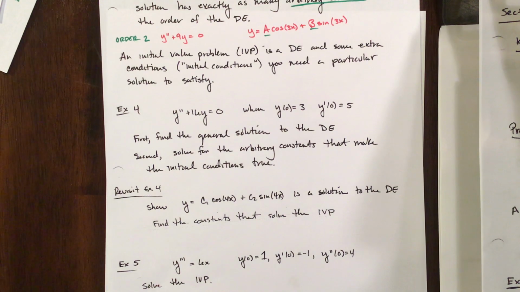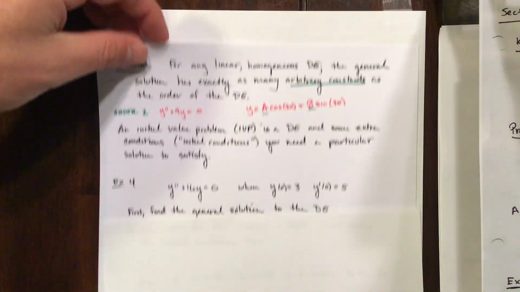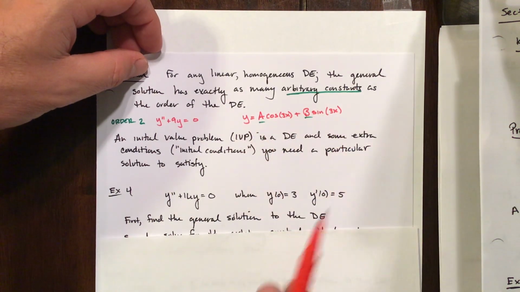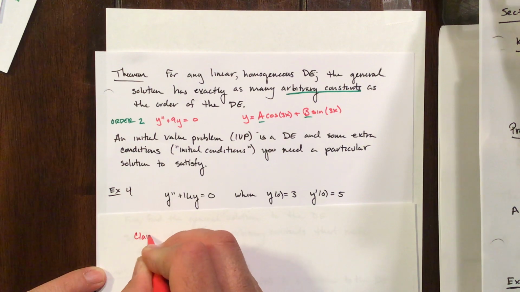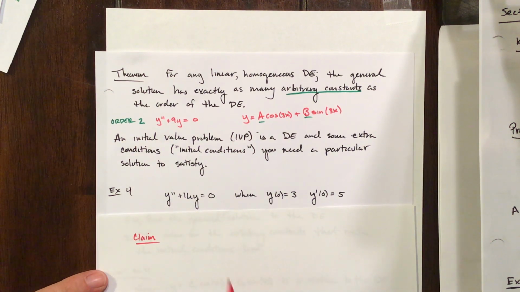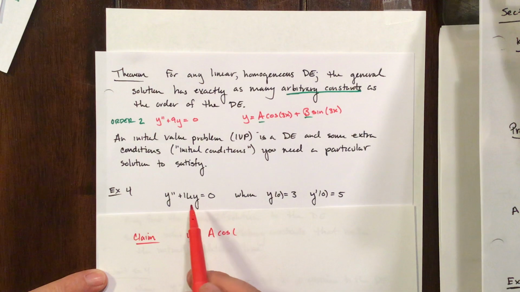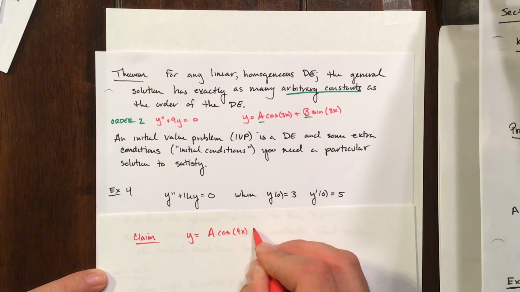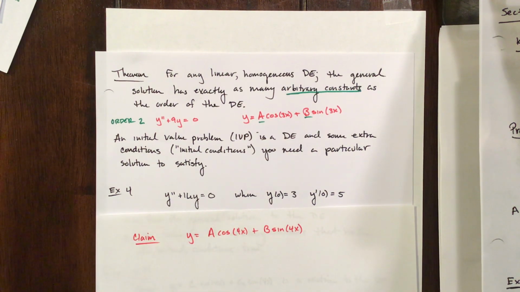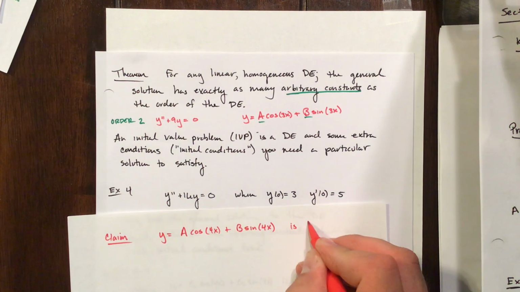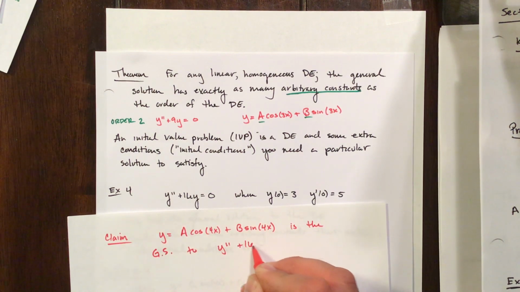So in light of the example that we just did for y double prime plus 9y equals 0, providing a general solution of this, I'm going to claim, and we'll prove our claim, that y equals a cosine 4x plus b sine 4x is the general solution to y double prime plus 16y equals 0.